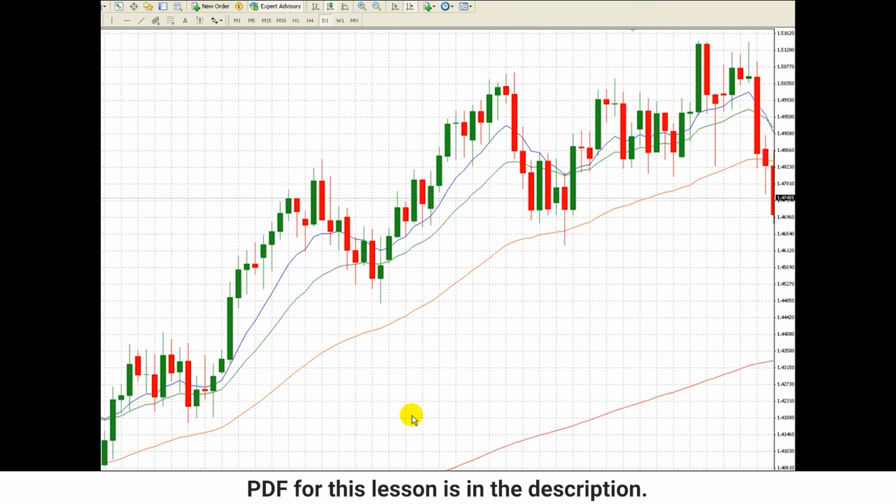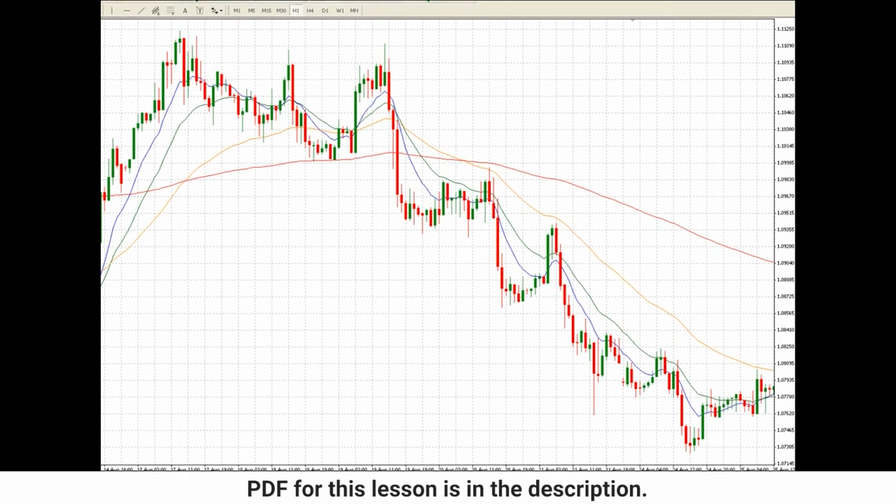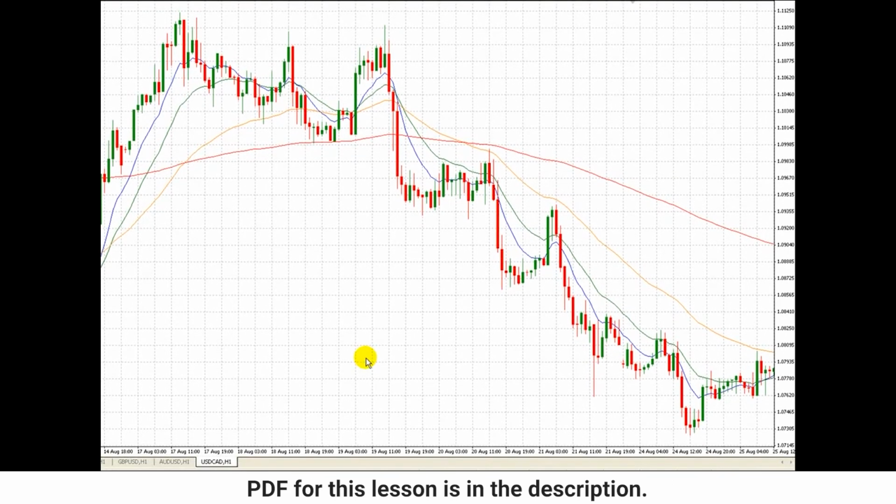Now let's look at the rules when we want to go short. So here we're looking at the US dollar against Canadian dollar on the hourly time frame. What I'm going to do is just shift the chart up so we can look more at the chart. We don't need to see the buttons anymore. So as a rule of thumb, we generally only want to go short when price is below the 200 EMA. So price is below the red line. Price is below the 50 EMA, the orange line.